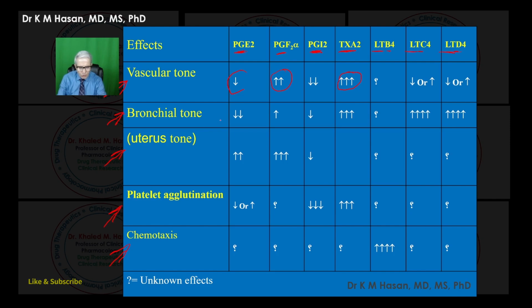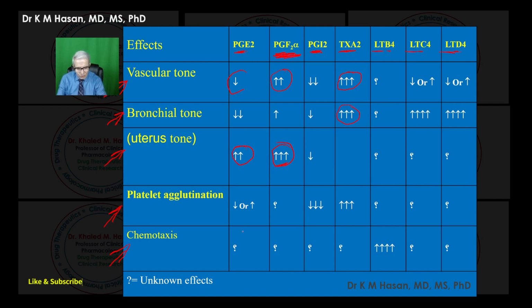What about the bronchial tree? Thromboxane A2 causes bronchoconstriction. What about uterine tone? The main prostaglandin in the uterus is F2 alpha, which causes uterine contraction, the main one. But in general, E2 causes vasodilation and F2 alpha causes vasoconstriction.